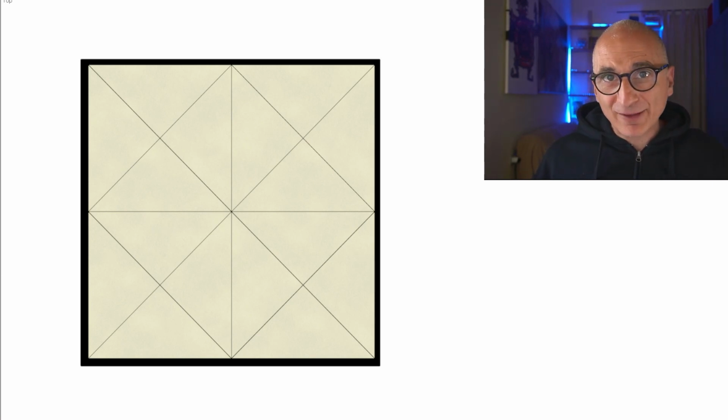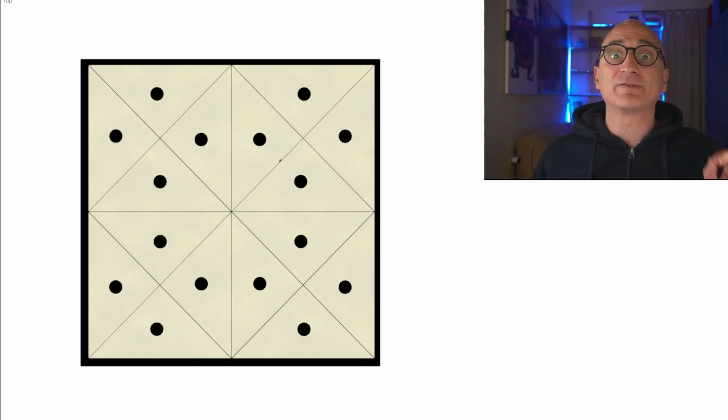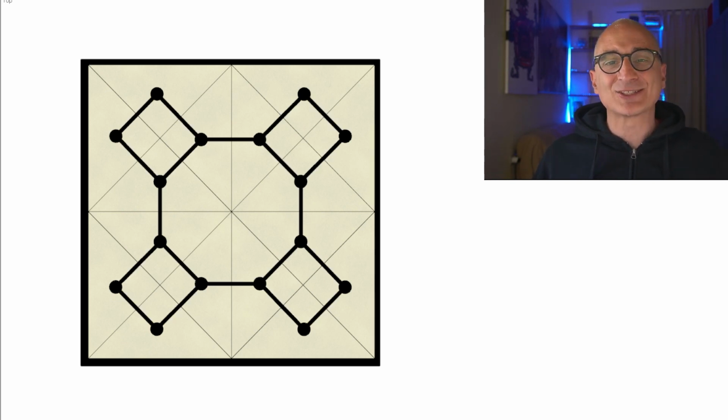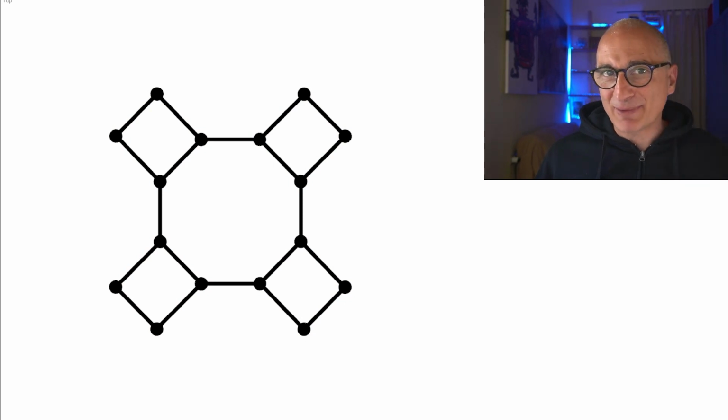Remember that a graph is a connection between dots. We have some dots and some edges that connect the dots. So we're gonna put a dot in the middle of each triangle, and we're gonna connect the dots that correspond to adjacent triangles, like this. So this graph corresponds to the previous map.